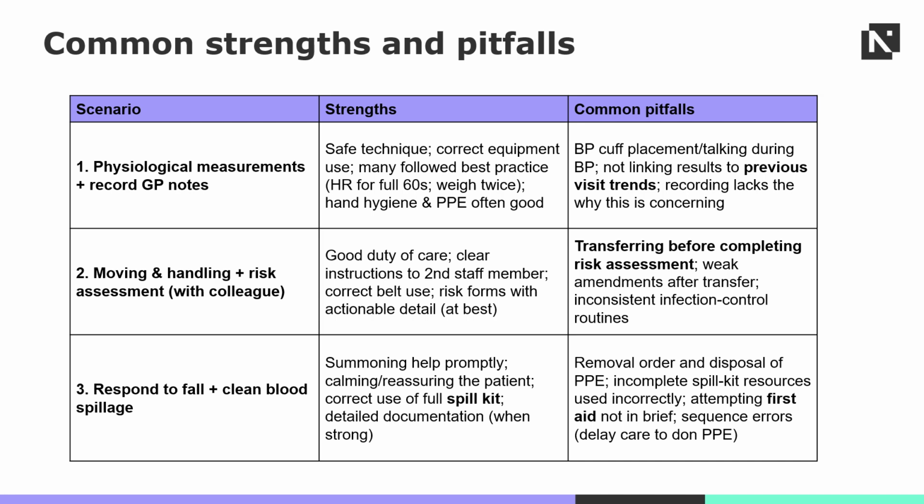So this table again will give a bit more detail behind the graph. For scenario 1, the strengths were safe practical techniques and correct equipment use, with learners often observing full timings and double checking results. Where marks dropped was in linking results to previous records and giving context when writing GP notes.